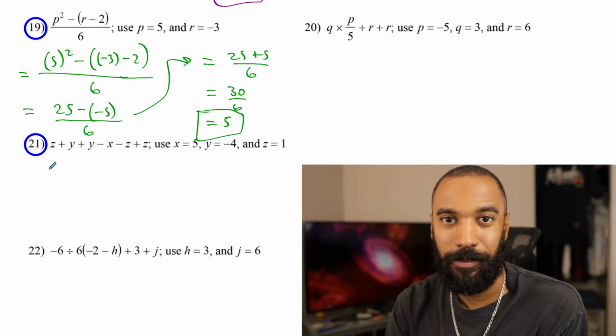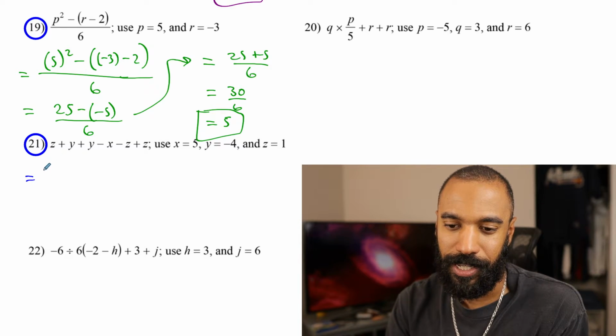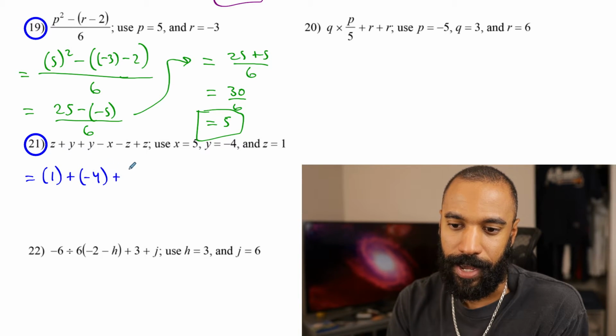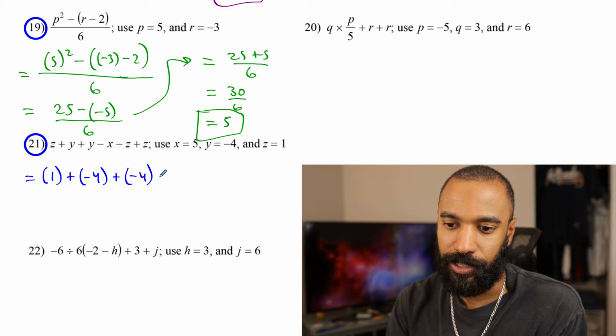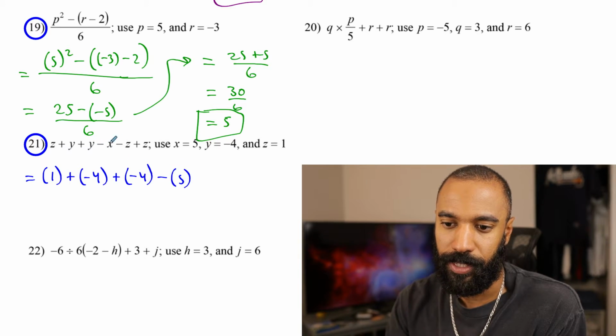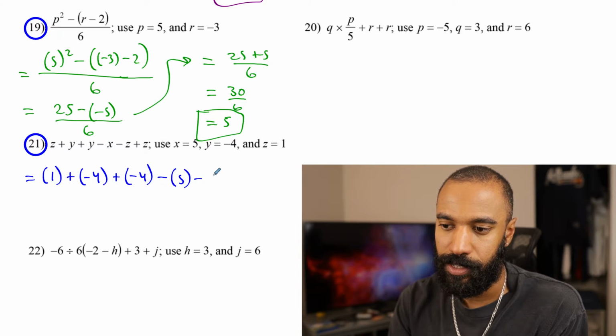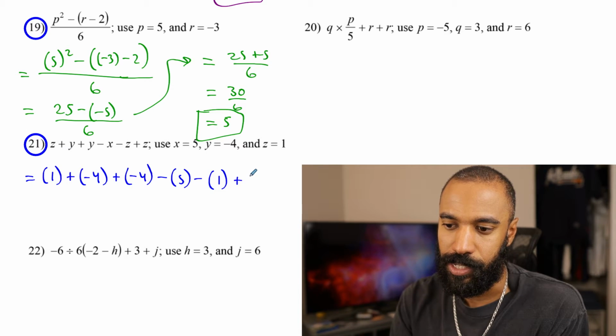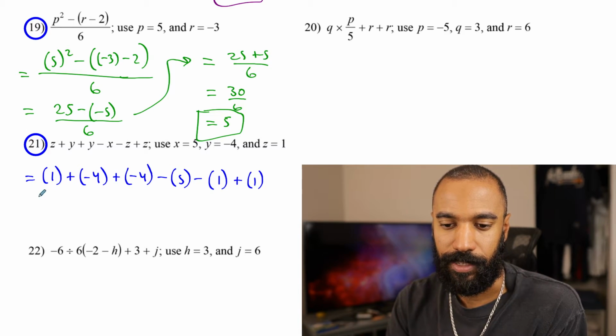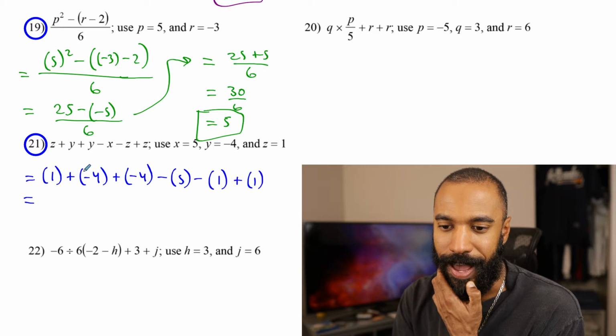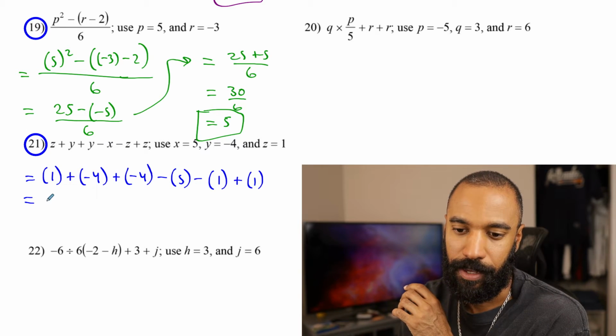Let's finish off. Let's bookend this one. So Z is 1. Y is negative 4. Y is negative 4. X is 5. Notice I'm still putting the sign that's in between these. Z is 1. And Z is 1. Z is 1. All right. Anything that's a plus, negative, minus, negative, anything, I'm going to clean those up first.